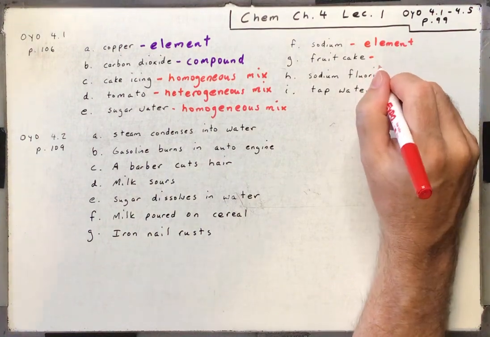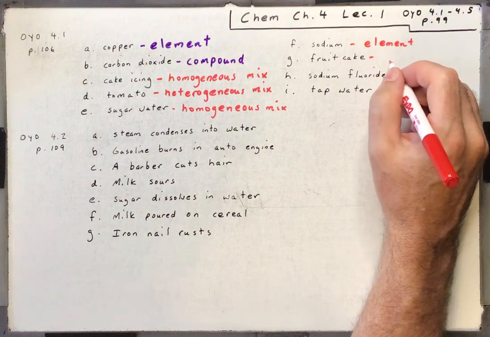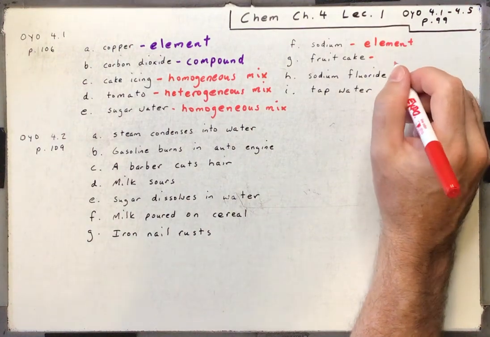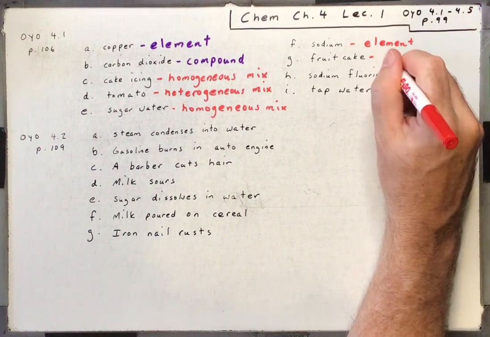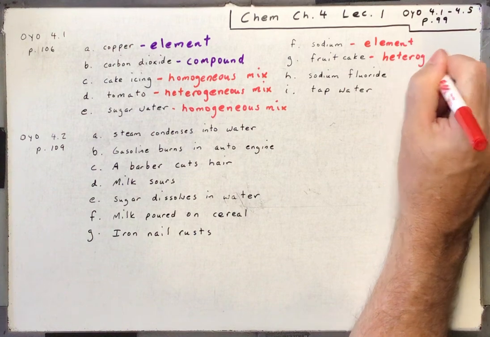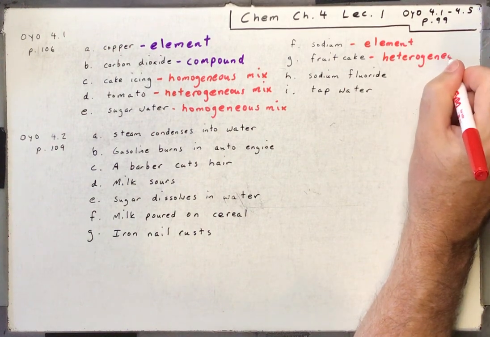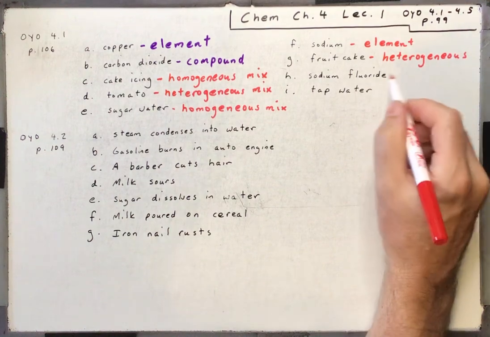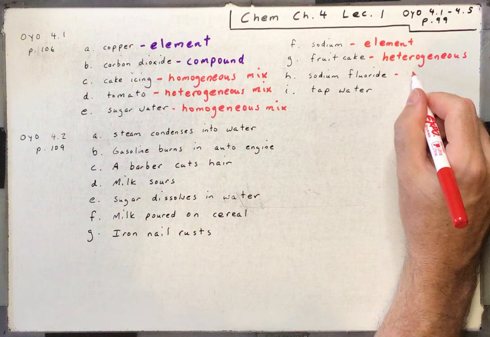If you don't know what fruitcake is, you just cut into it and you can see the cake and a cakey substance and also bits of dried fruit. So that'd be heterogeneous. A lot of times it only surfaces during Christmas. Sodium fluoride, all right, sodium fluoride would be a compound.